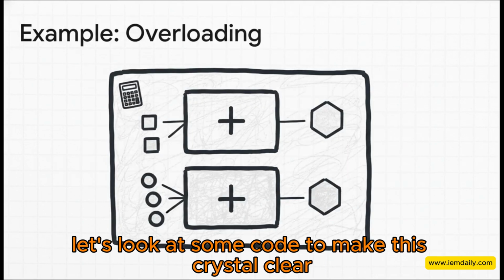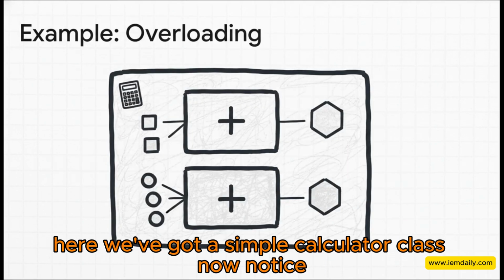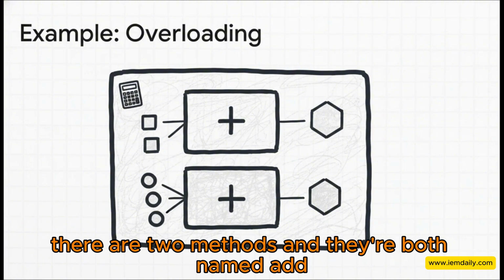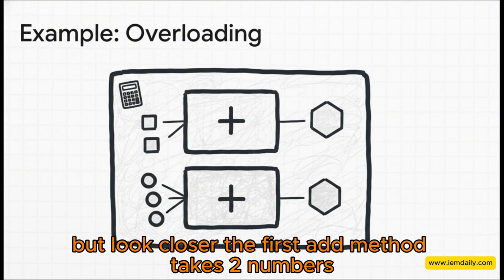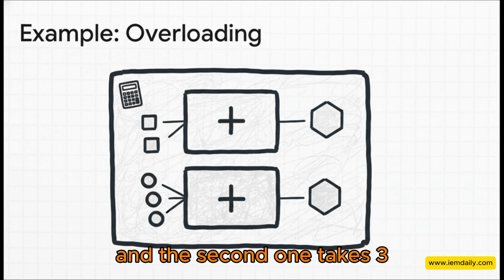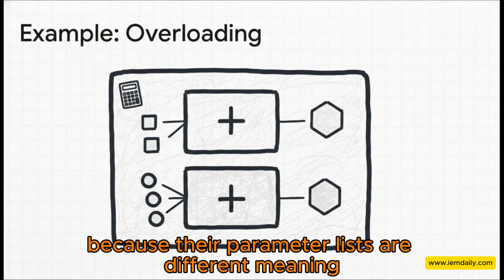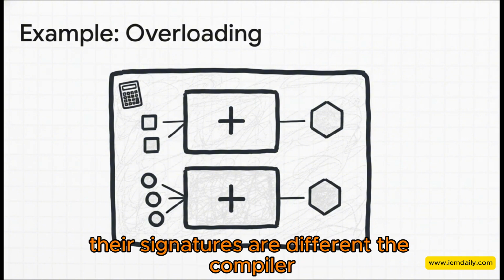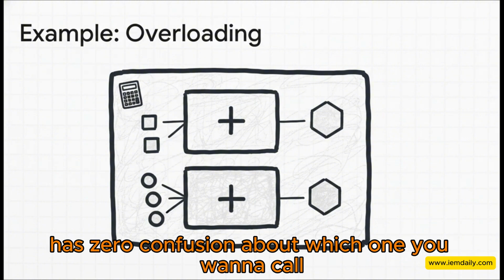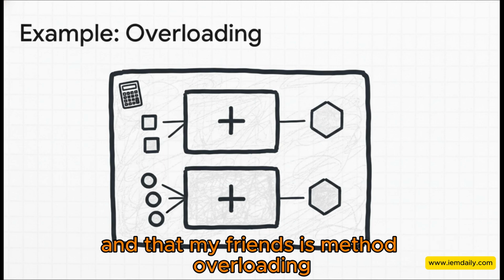Let's look at some code to make this crystal clear. Here we've got a simple calculator class. Now notice, there are two methods and they're both named add. But look closer. The first add method takes 2 numbers and the second one takes 3. Because their parameter lists are different, meaning their signatures are different, the compiler has zero confusion about which one you want to call. And that, my friends, is method overloading.